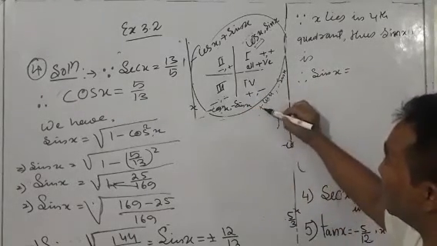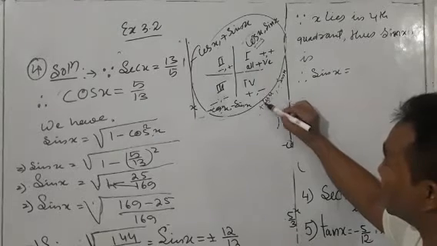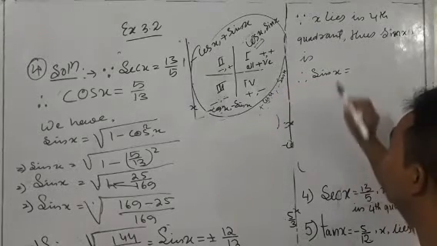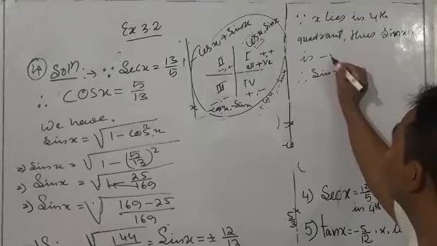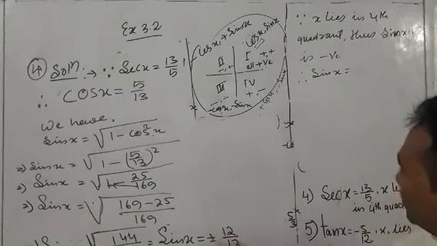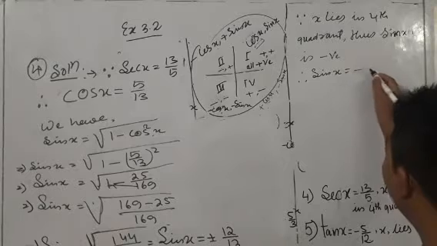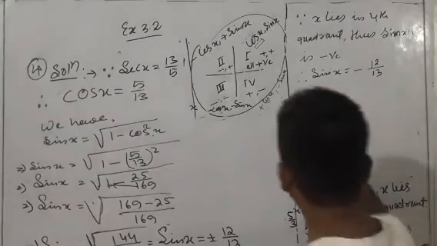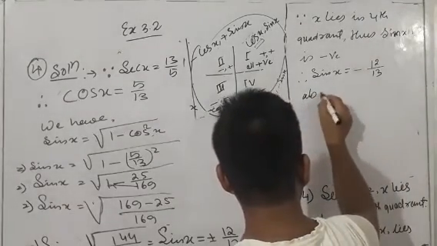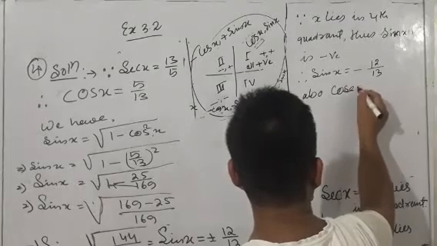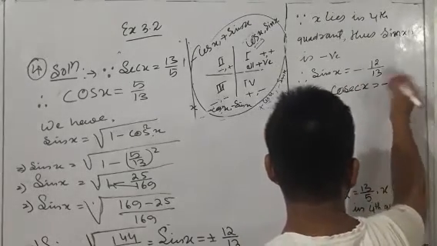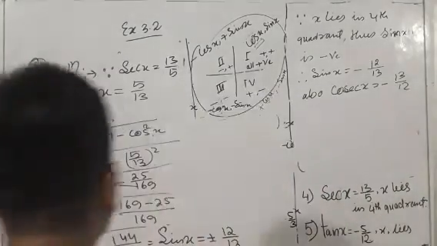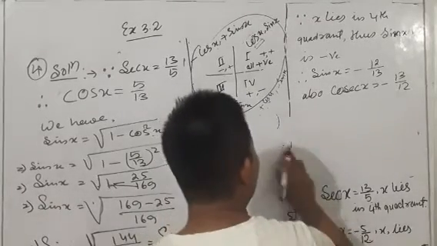See here. Only cos x is positive here. And sin x is negative. So it will be negative. Okay. So we have to consider the negative. So it will be minus 12 upon 13. Also, if we know sin x, then we know cosec x. Also, cosec x equals to minus, it will be the reverse, 13 by 12. So what is left to find out? Now we can find out the tan x easily.